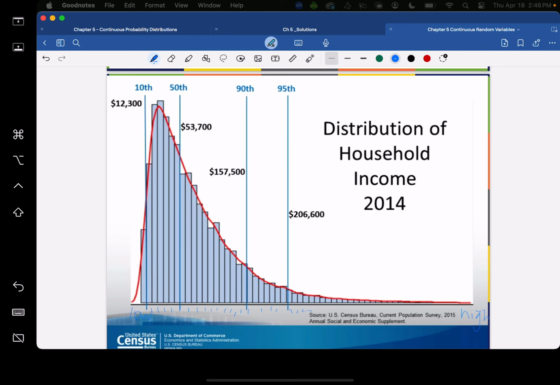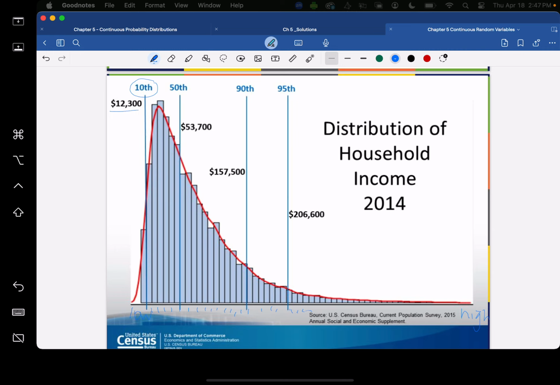And we do have some information here. We have the 10th percentile marked. So that just means that 10% of Americans make less than $12,300. That was in 2014 too. And I wasn't able to locate a similar graph that was more up to date, so sorry about that.